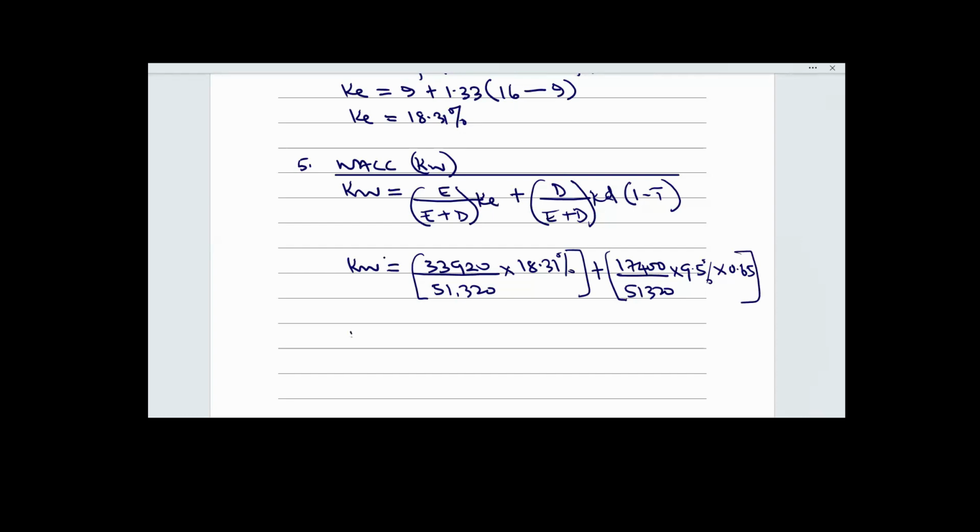Okay. So from the left, give it to me from the left. What do you have there? 33,920 divided by 51,320, multiply by 18.31, equal. Give it to me.